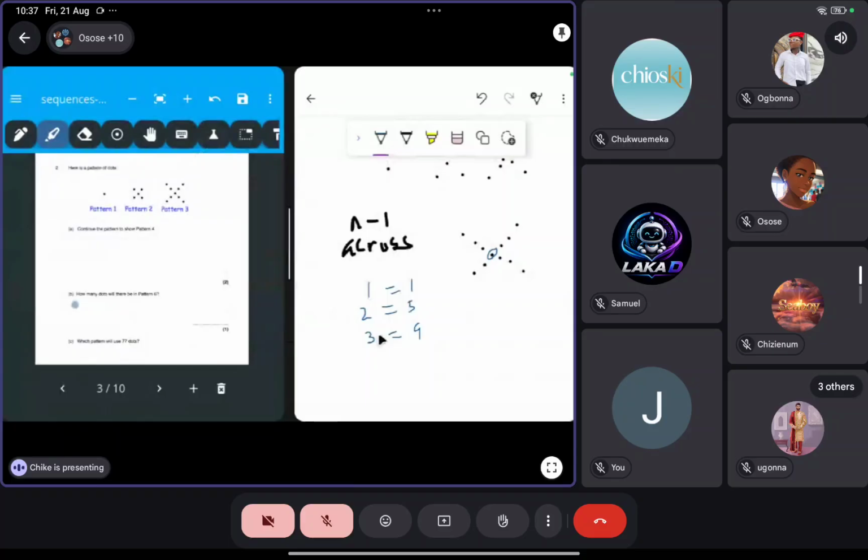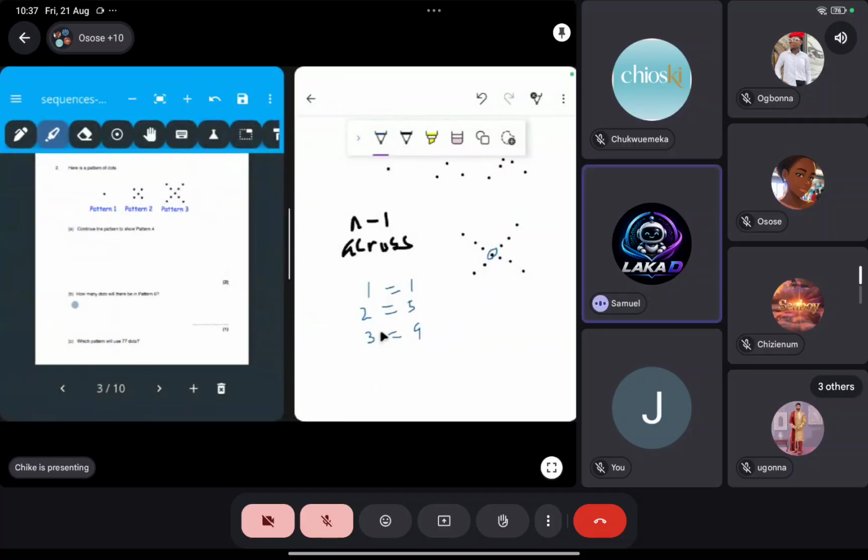Anyways, how many dots will pattern 6 have? Pattern 6. So how many dots will you have?